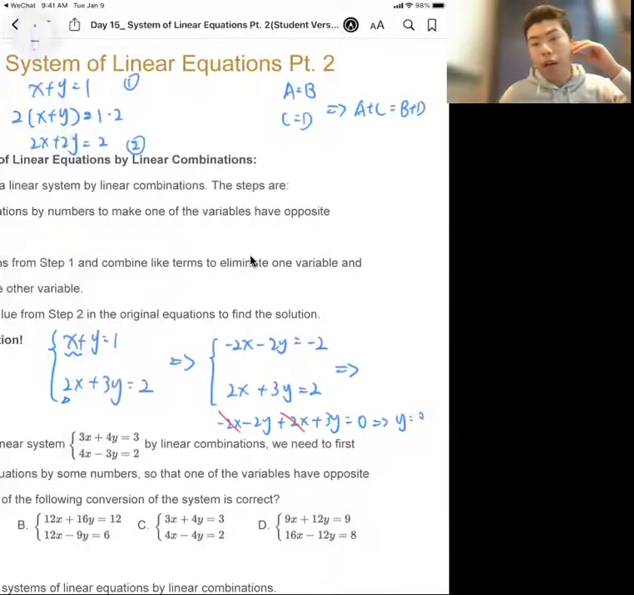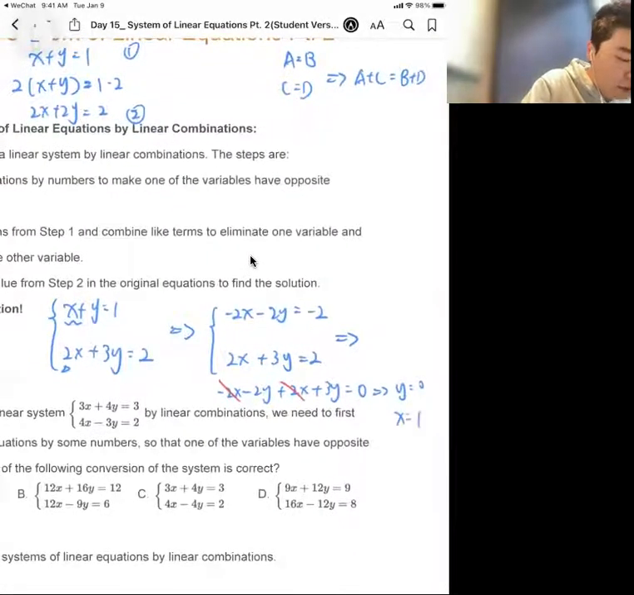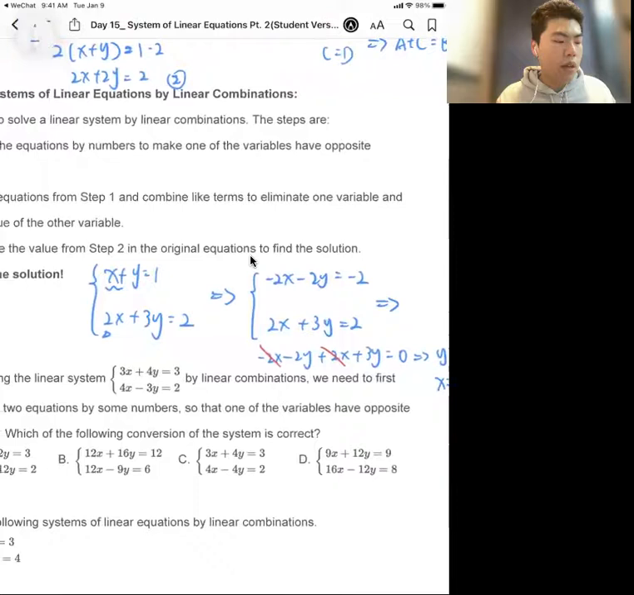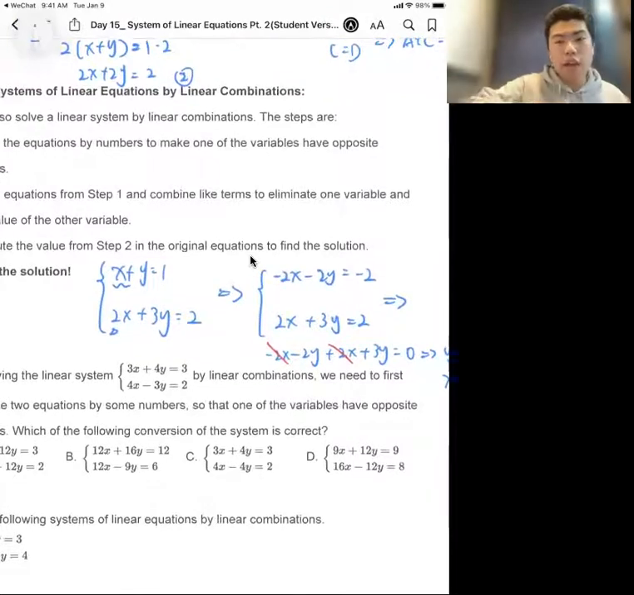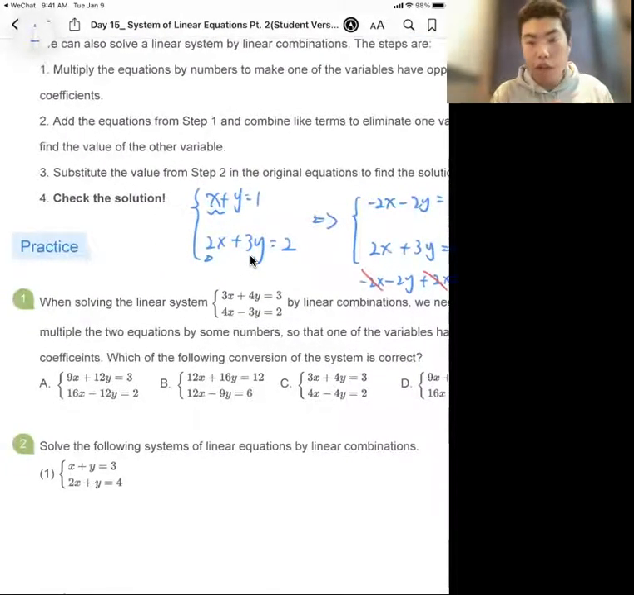Of course, after you get one of the solutions, just plug it into either of these equations and you can figure out x. For this one, if you plug in y equals 0, you should get x equals 1. Okay, so that is the whole idea of using linear combinations to solve the linear system. Basically, if you want to add these two equations, before you add, make sure you first multiply so that you have some opposite terms. That's the basic idea. Also, give all of these questions a try and see if you can understand these concepts.